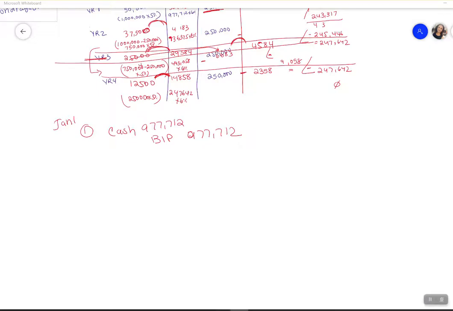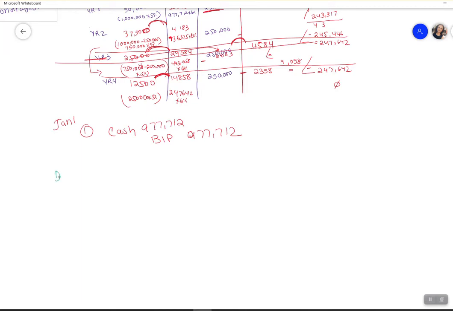Hi, now we are going to talk about part two. This is part two of a serial bond. I had a problem with my screen, so I'm going to start off where we left off. Now it's the same question. Now what we're going to do is the journal entry.